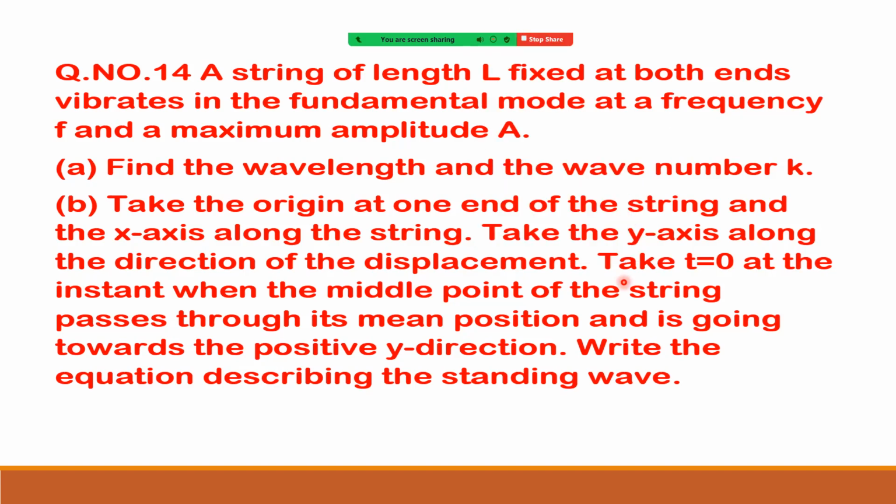If you see the key points here, take t equal to 0 at the instant when middle point of the string passes through its mean position. Middle point, you can see here, it vibrates in the fundamental mode, right? That means there is only one loop. So one loop means here midpoint corresponds to antinode. So antinode of the string passes through its mean position and is going towards a positive y direction, right? Okay, see how to solve this one.